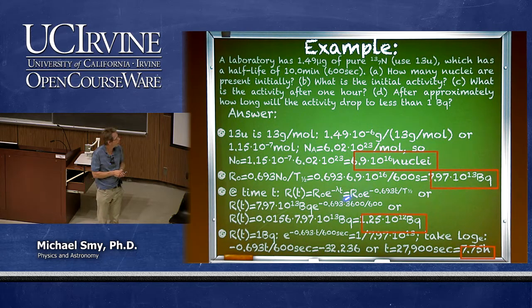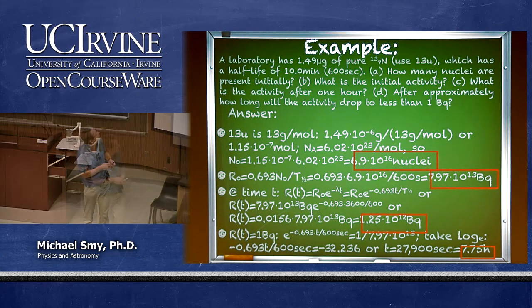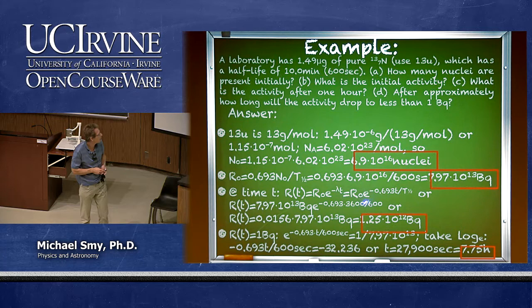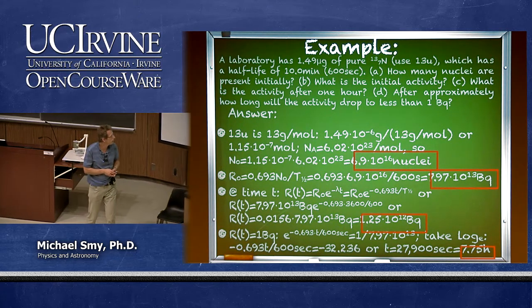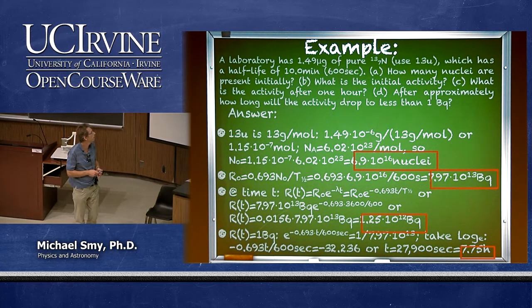0.693 times... We are asked for the activity after 1 hour, so this is the number of seconds in an hour. This one is the half-life. And if we plug in the numbers, we get 1.25 times 10 to the 12 becquerel.